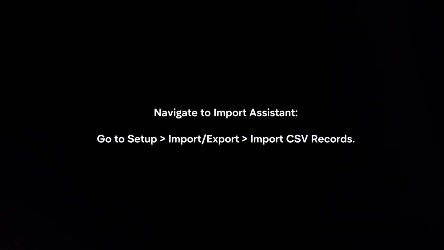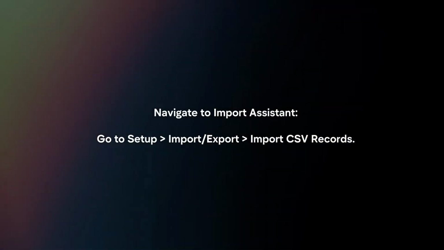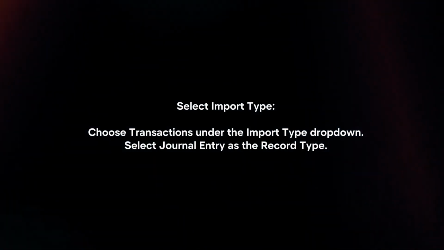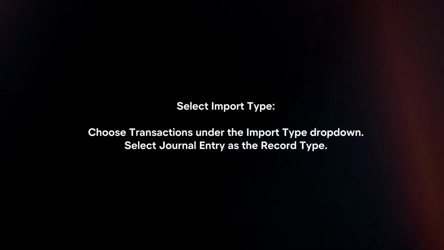Navigate to Import Assistant. Go to Setup, Import or Export, Import CSV Records. Select Import Type. Choose Transactions under the Import Type dropdown. Select Journal Entry as the record type.